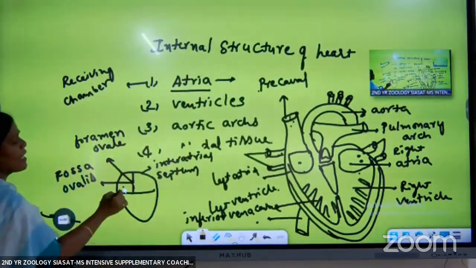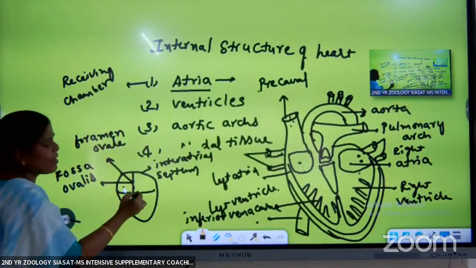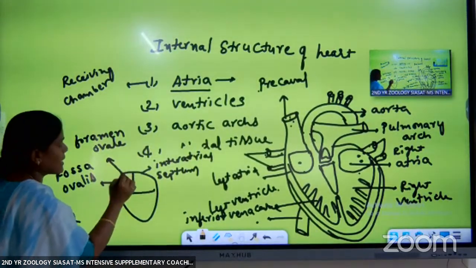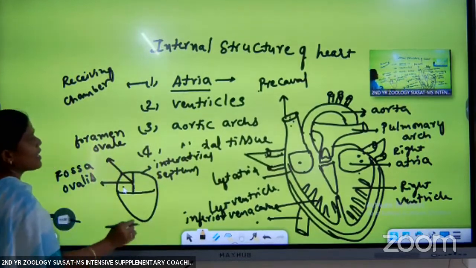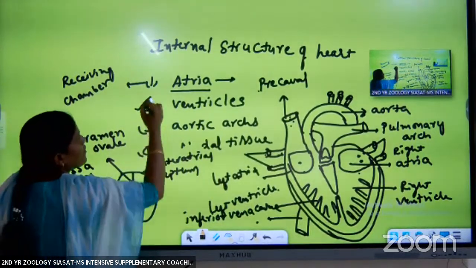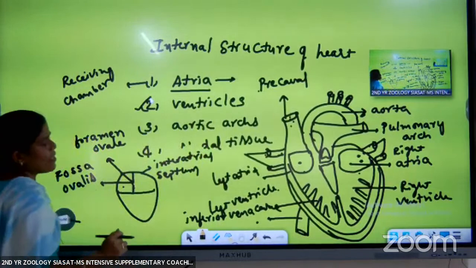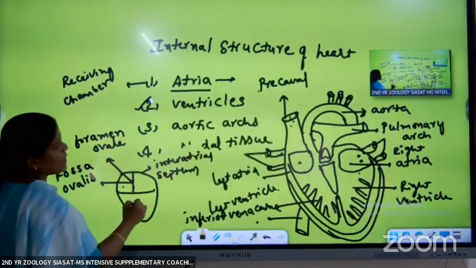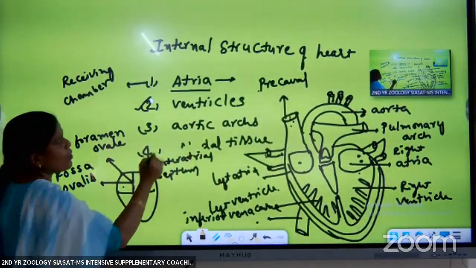One more thing, the right atrium is larger than the left atrium. Next, we come to the ventricles. The ventricles are the lower chambers. They are present on the lower side, that's why we call them the lower chambers.